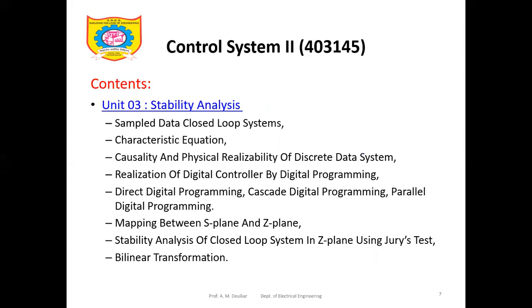Third unit is about the stability analysis, which has the points sampled data closed loop systems, characteristic equation, causality and physical reliability, realizability of discrete data system, realization of the digital controllers, direct digital programming, mapping between the S plane and Z plane, stability analysis of closed loop system in Z plane using Jury test and bilinear transformation.